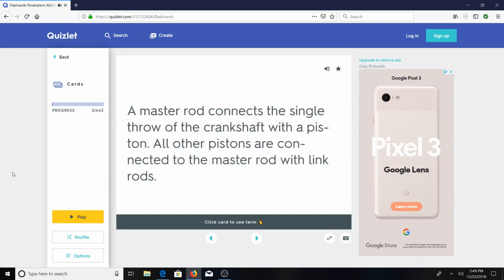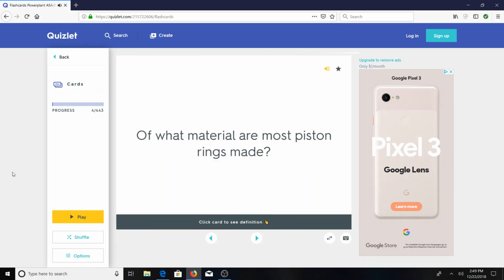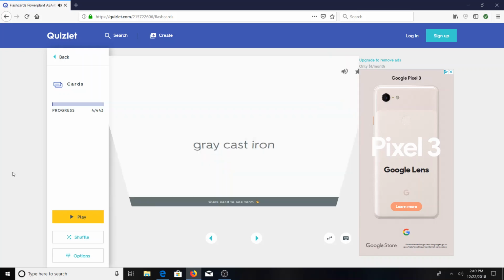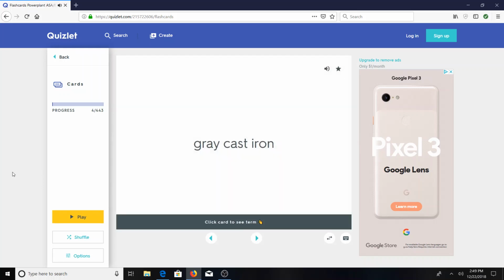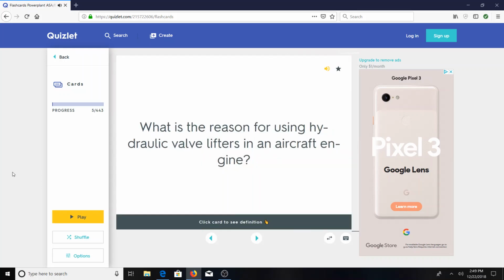A master rod connects a single throw of the crankshaft with a piston. All other pistons are connected to the master rod with link rods. Of what material are most piston rings made? Gray cast iron. What is the reason for using hydraulic valve lifters in an aircraft engine?